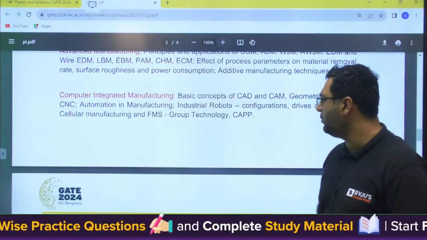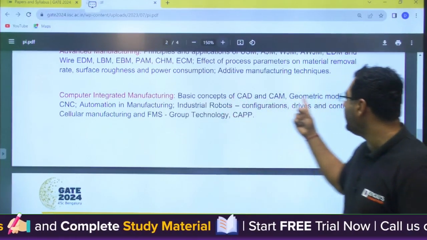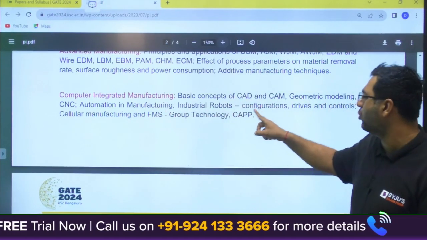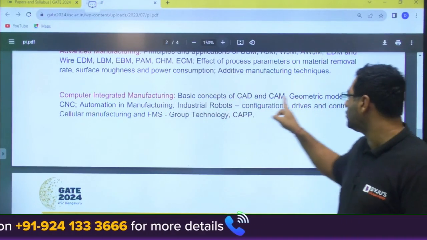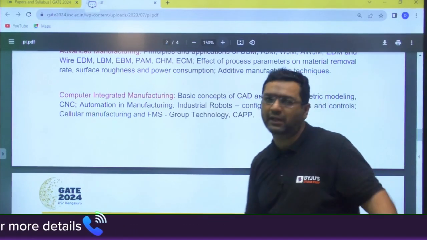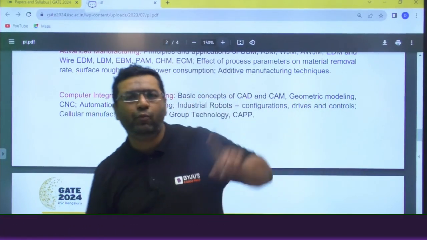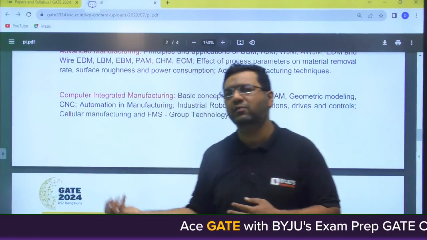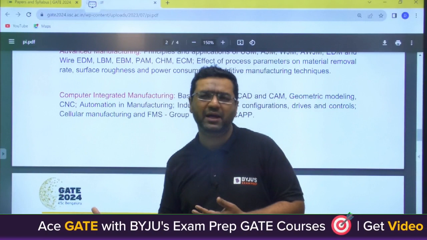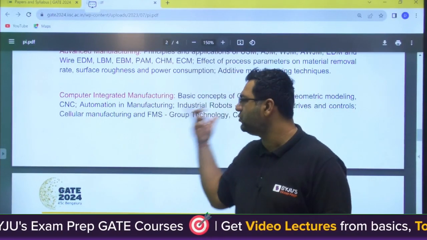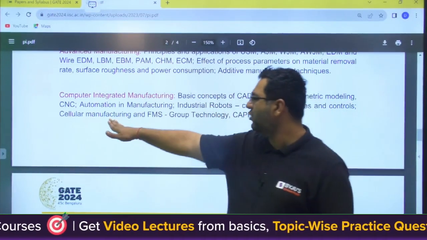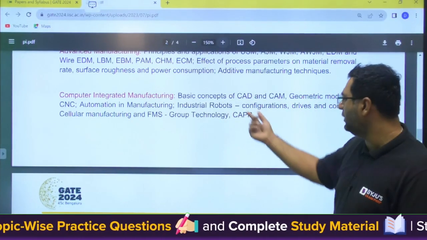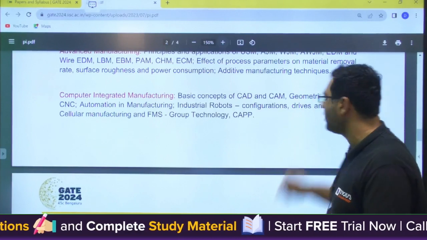Then computer integrated manufacturing: basic concept of CAD and CAM, geometric modeling, CNC, automation in manufacturing, industrial robots. This industrial robots, configuration, drives, controls is not there in mechanical. So this is taken from the robotics syllabus of engineering services. So once again, if you are studying with the BYJU'S Exam Prep Vision ESE batch, their robotics classes are there which will be covering this thing. Then cellular manufacturing and FMS, group technology, CAPP. Other things we study, only this part, industrial robots, configuration, drives and control, is separate.